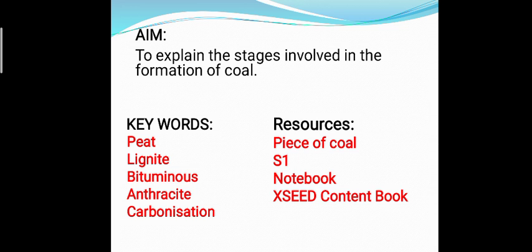The aim of this lesson is to explain the stages involved in the formation of coal. The keywords are peat, lignite, bituminous, anthracite, carbonization. And the resources required are a piece of coal, S1, notebook and Excel content book.